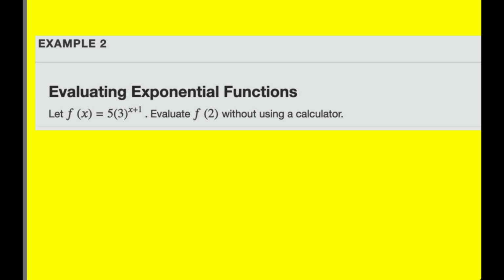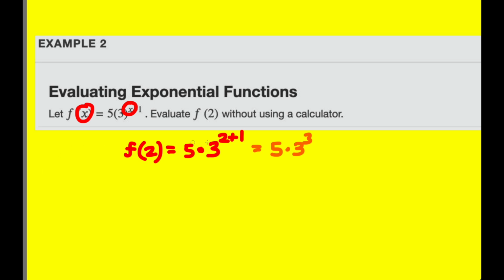Okay, this is going to be something you're going to have to do. You did this before with linear functions, so it shouldn't be too big of a stretch. In this case, we're looking for f of 2. So f of 2 just means wherever the x is, we replace it with 2. So that means this is going to be 5 times 3 to the 2 plus 1. Okay, so that 2 plus 1 is obviously going to be 3. And then you're going to have 5 times 27, which is 135. So 135 is going to be the answer for this.